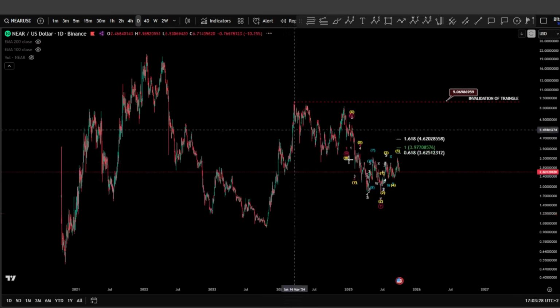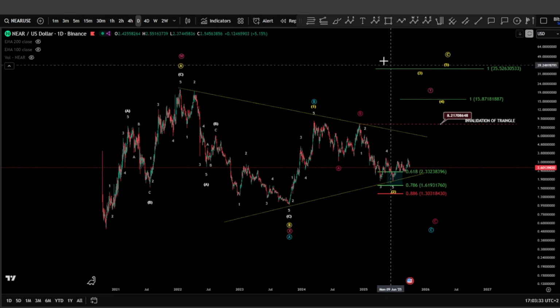For Near on the daily, we're going to start also on the daily for Near. You know, we are in 3 waves.